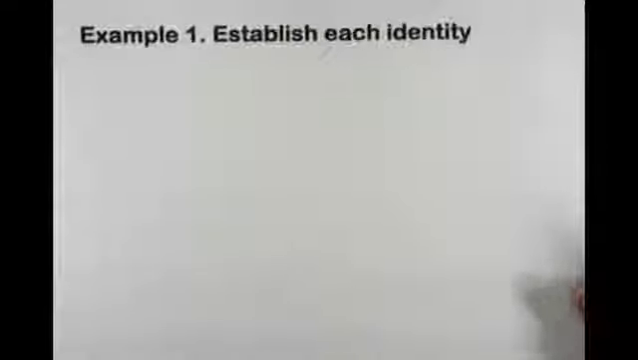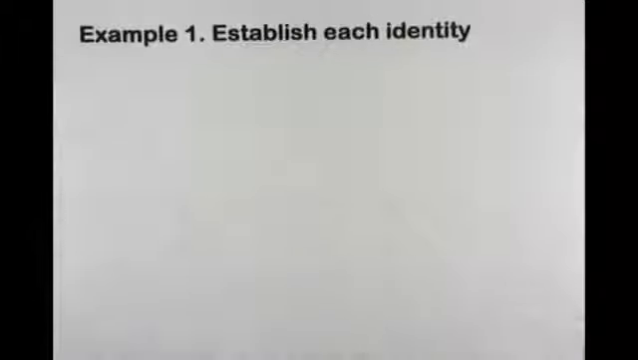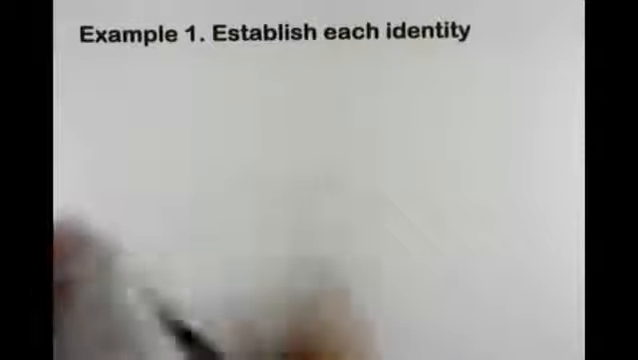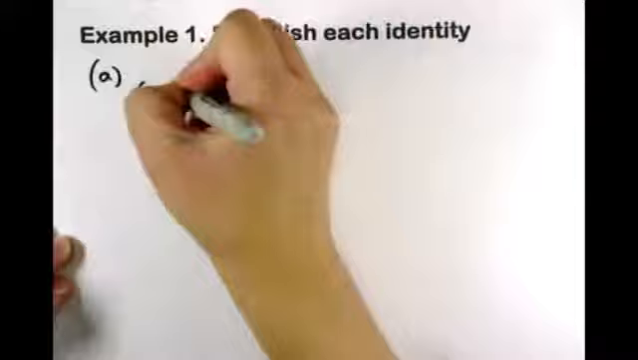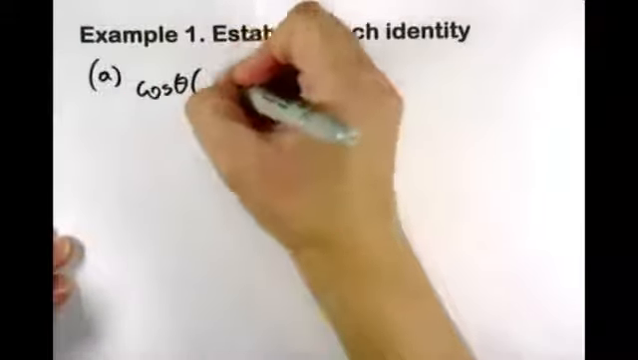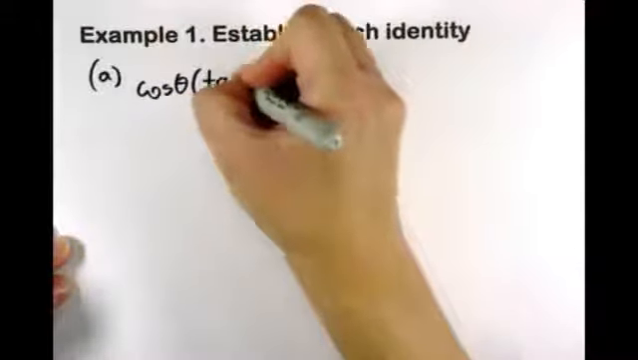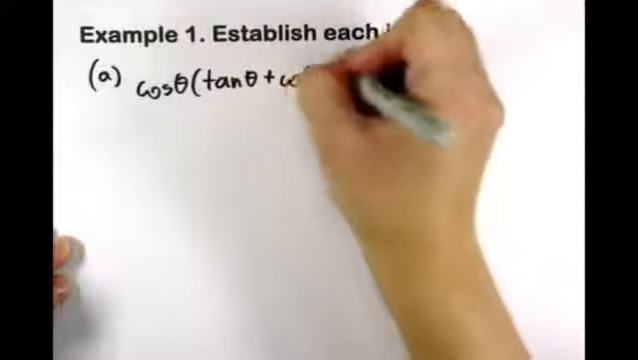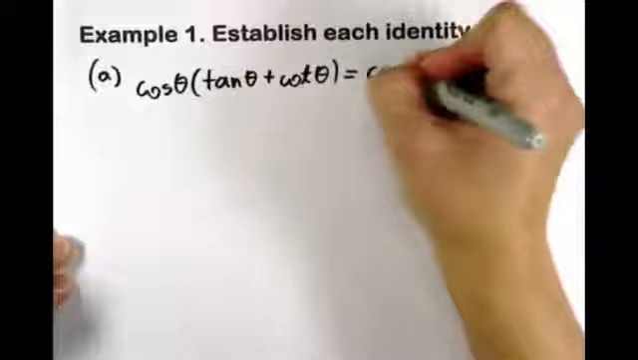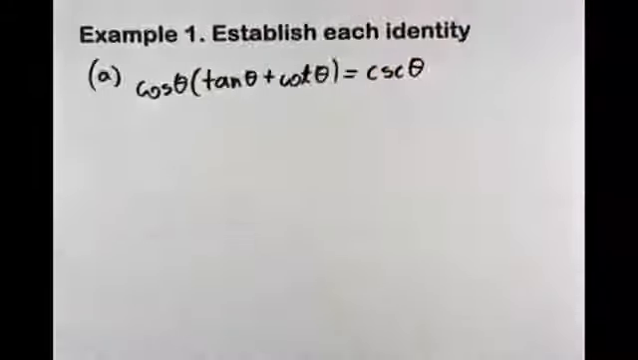And now we would like to establish each identity. We will be proving identities using the formulas that we have. So first one, A: cos theta times, in the bracket, tangent theta plus cotangent theta. We need to show that this is equal to cosecant theta.